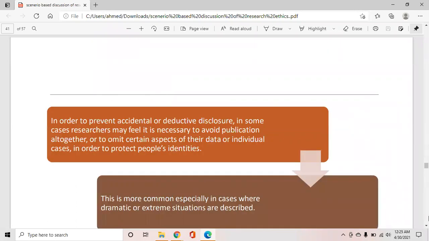In order to prevent accidental or deductive closure, in some cases, researchers may feel it is necessary to avoid publication altogether or to omit certain aspects of their data or individual cases in order to protect patients' identities. This is more common, especially in cases where dramatic or extreme situations are described.